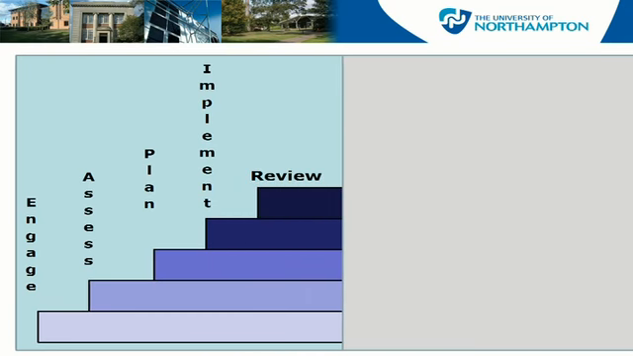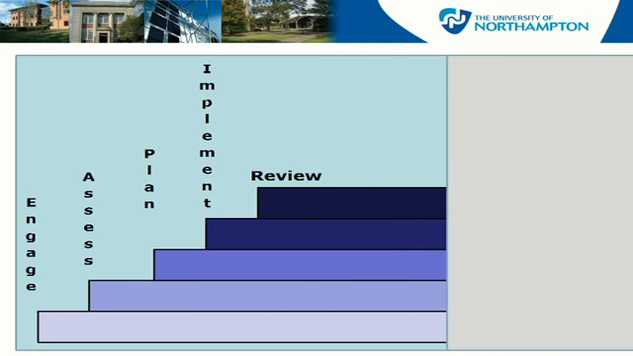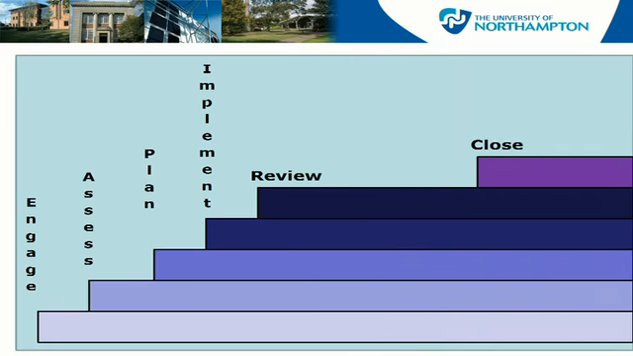What you'll notice here is these stages are not separate stages. As you assess, you are continuing to assess your engagement. As you plan, you're planning your assessment and you're planning to maintain your engagement. As you implement, you're implementing your plan, you're implementing what you've assessed, and you're implementing what you learned from your engagement, and you are reviewing that all the way through the process. And then finally, this leads us to closure, to the point where we finish the process off.